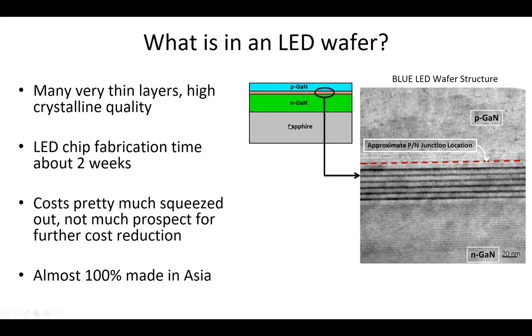Of course, it's grown on sapphire. Sapphire is the crystal growth template, and this is where we are actually growing the LED wafer. Fabrication time of the entire wafer to chip is about 2 weeks. In the LED manufacturers right now, costs are pretty much squeezed out. There's not a lot more room for cost reduction. And in fact, the margins for LEDs, whether they're for lighting or for horticulture or for sensing, are really very, very low. And they're almost 100% made in Asia.